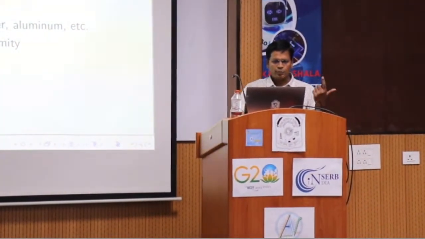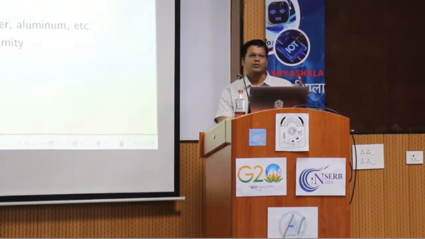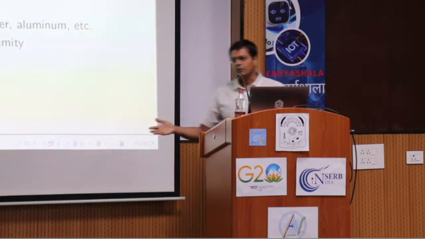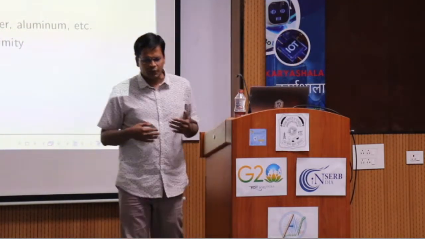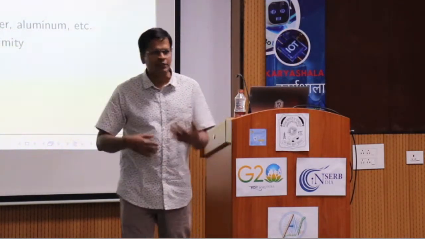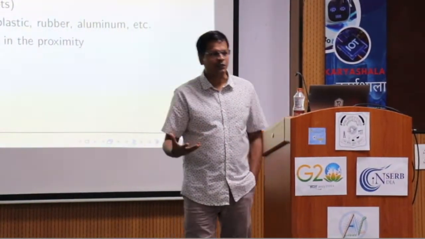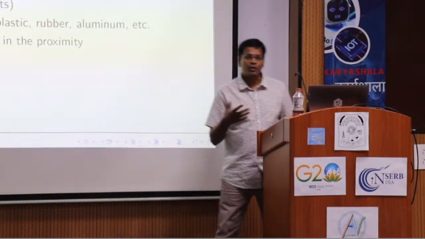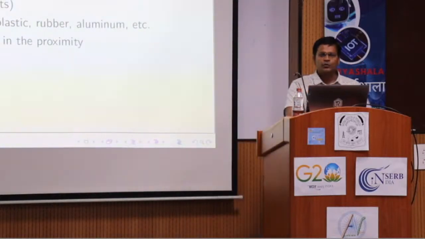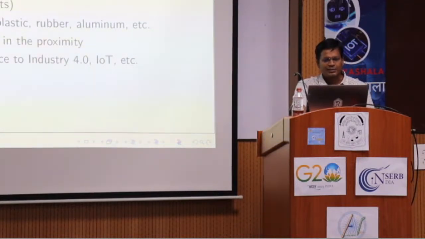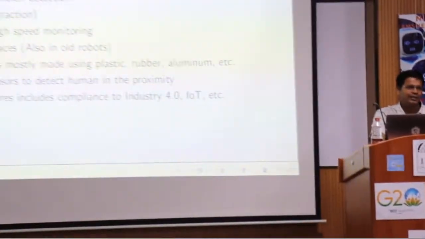Okay, so you may have additional sensors to detect human in the proximity. Sometimes these robots have got proximity sensors. If you come closer, it will slow down. If you come further closer, it will stop. It detects human in the proximity. That is what is making it a cobot in the full sense. So you don't need a cage. So yes, smart automation features include compliance to Industry 4.0, IoT and all is there.